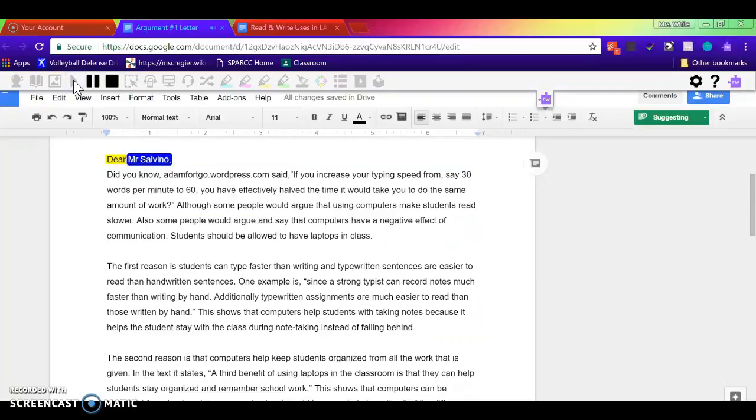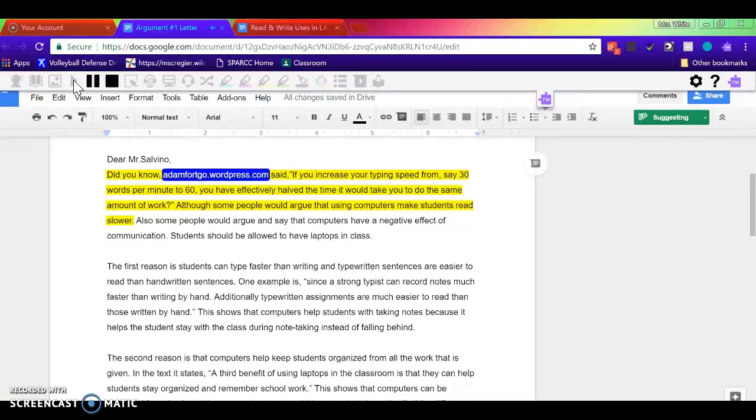Dear Mr. Salvino, did you know Adam Ford, GoWordPress.com, said, if you increase your typing speed from, say, 30 words per minute to 60, you have effectively halved the time it would take you to do the same amount of work, although some people would argue that using computers makes students read slower.